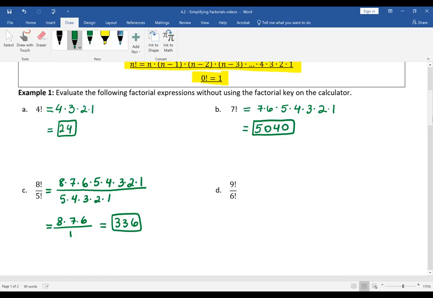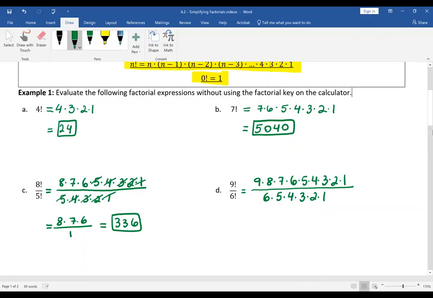Part C. 8 factorial over 5 factorial equals, fraction line. On top of the fraction, we will first calculate 8 factorial. That being 8 times 7 times 6 times 5 times 4 times 3 times 2 times 1. And on the denominator, 5 factorial is 5 times 4 times 3 times 2 times 1. If you notice, we can simplify 5 with 5, 4 with 4, 3 with 3, 2 with 2, 1 with 1. So all that's left from this big fraction is 8 times 7 times 6 over 1. Multiply and the answer is 336.